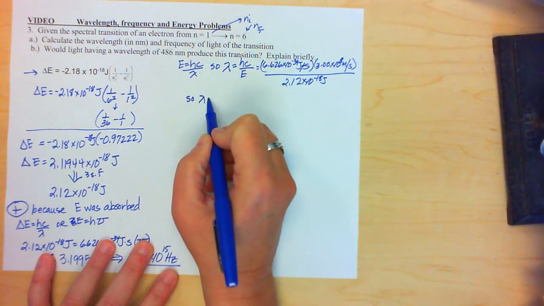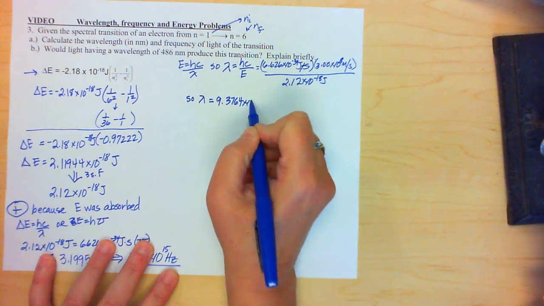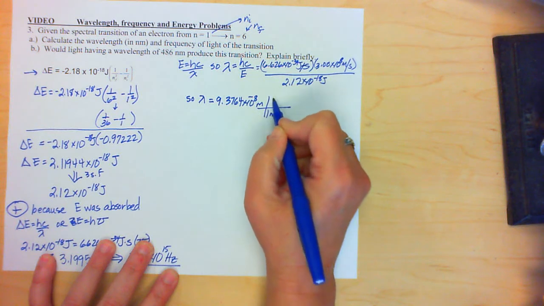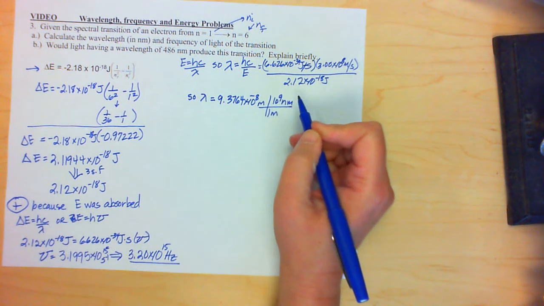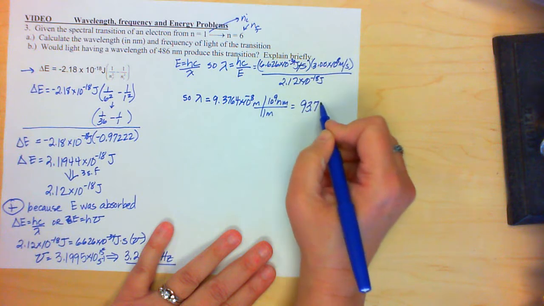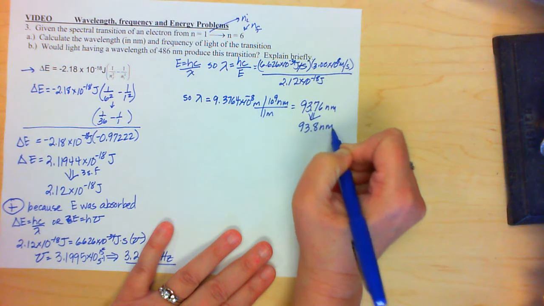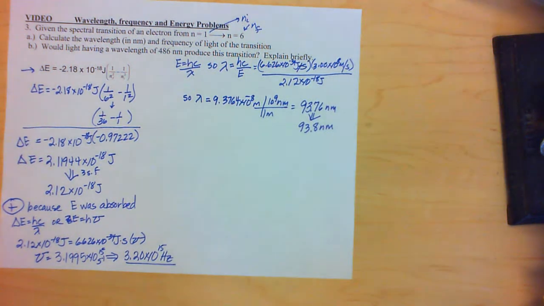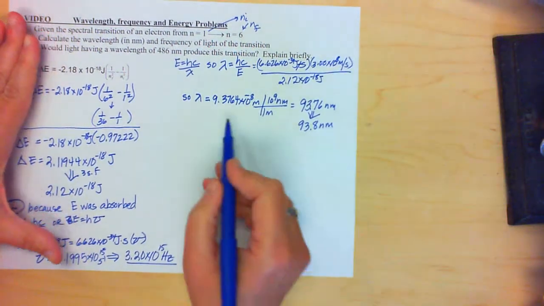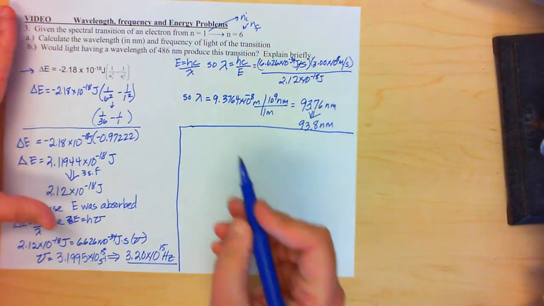So my wavelength comes out equal to 9.3764 times 10 to the negative 8 meters. I know that 1 meter is equal to 10 to the 9th nanometers, which gives me a value of 93.76 nanometers, which at 3 significant figures is 93.8 nanometers. Remember, as the wavelength increases, the energy decreases. So as the wavelengths get smaller, this is a very high energy. So in all of this, we have answered A.